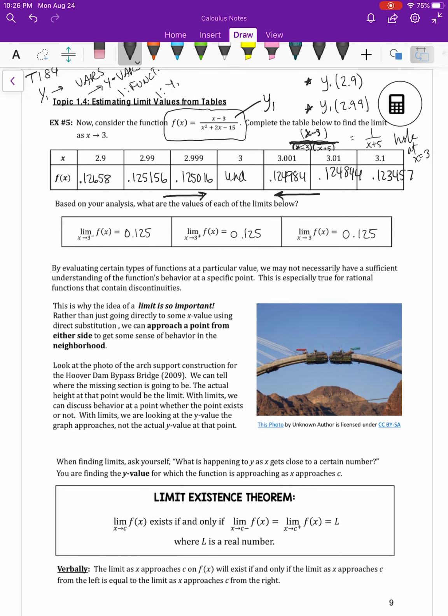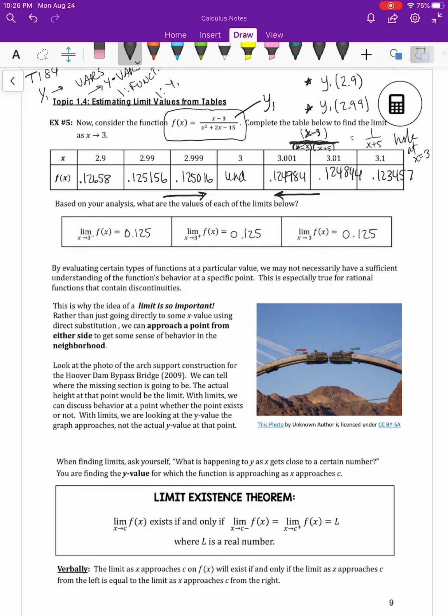All right, so by evaluating certain types of functions at a particular value, we may not necessarily have a sufficient understanding of the function's behavior at a specific point. This is especially true for rational functions that contain discontinuities. This is why the idea of a limit is so important. Rather than just going directly to some x value using direct substitution, we can approach a point from either side to get some sense of behavior in the neighborhood.